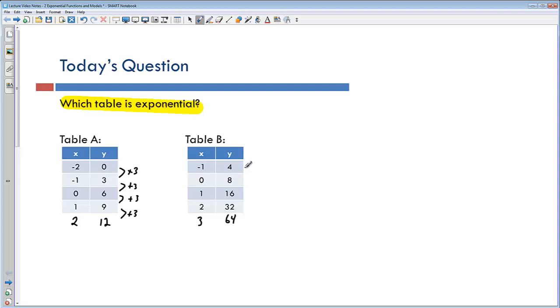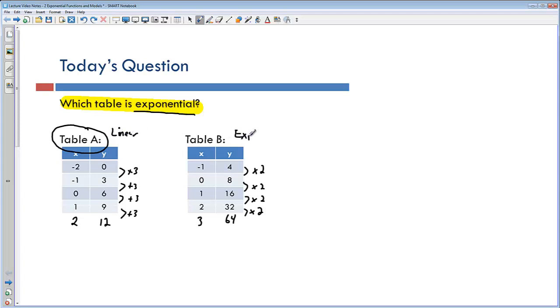Because what you're doing here is you're not adding, but you're doing an operation that's similar to addition in a way. It's like repeated addition. It's multiplication. So here, we're basically multiplying by, not 3, I'm sorry. We're multiplying by 2 each time. So times 2, times 2, times 2, and times 2. And so which one of these tables is exponential? Well, remember table A, this was the idea of a linear function. So this is linear. So that means table B must be this idea of exponential.